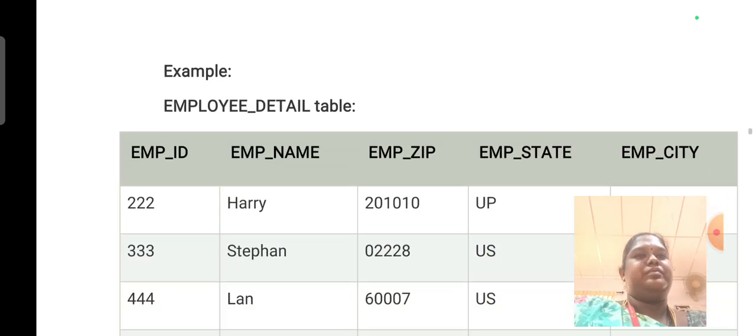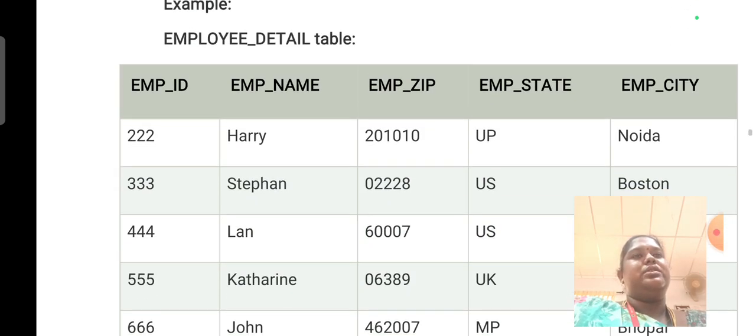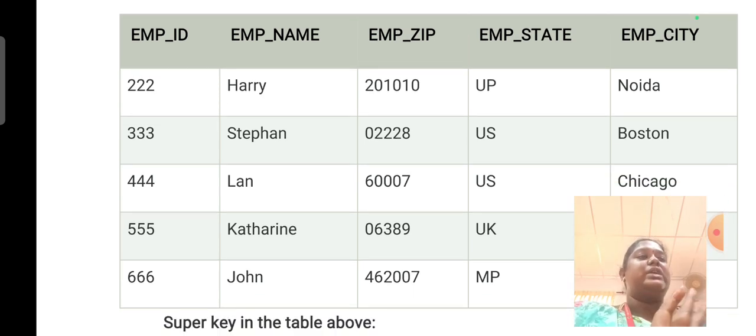Okay, we have an example. Employee detail table: employee ID, name, zip, state, city. We are going to convert this 2NF table into 3NF. We are going to convert it into a maximum of 3 tables, minimum of 2.